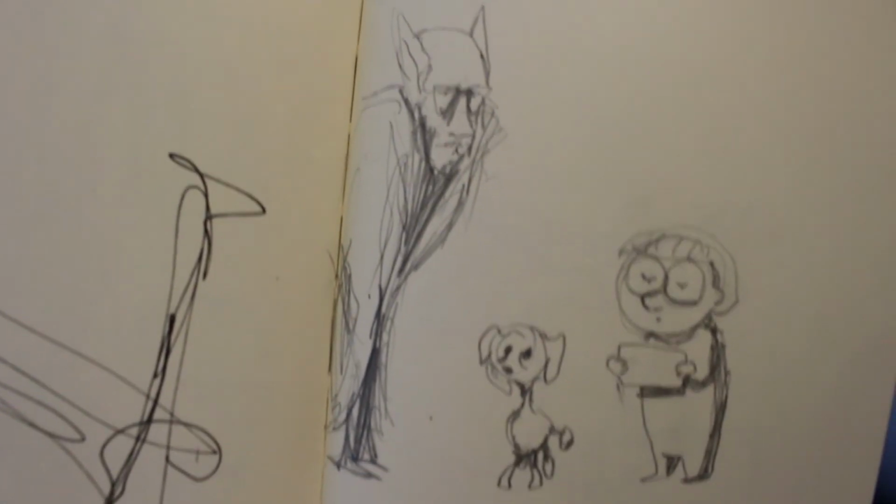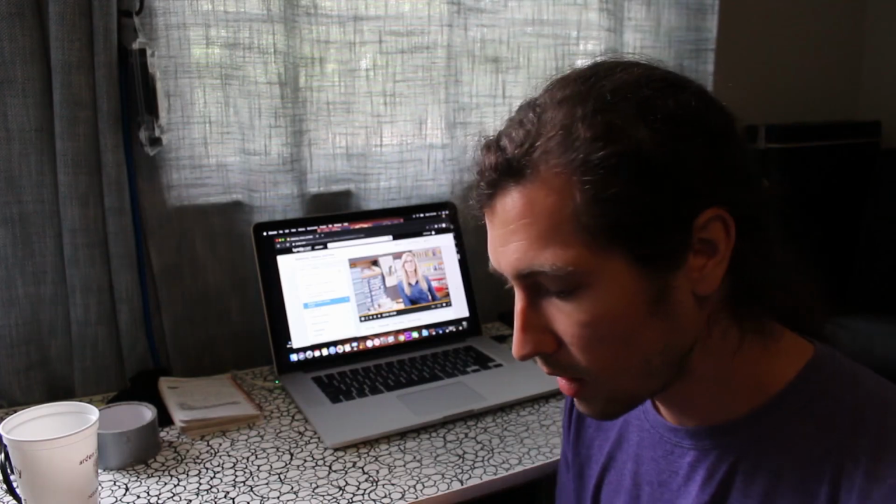Here are the characters that I ended up with. And that's basically all for this course. The next course we look at will be about putting these characters into a story.